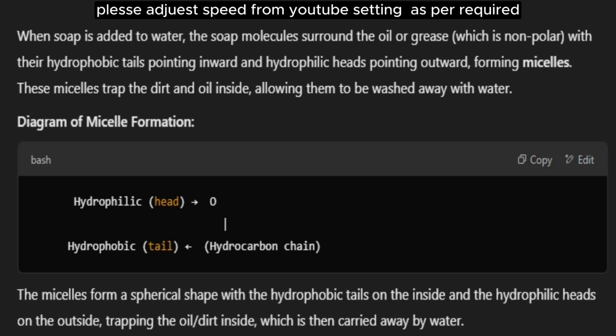Video conclusion. We have now covered all the NCERT exercise solutions for Chapter 4, Carbon and its compounds. We hope this video will help you in your exam preparation.